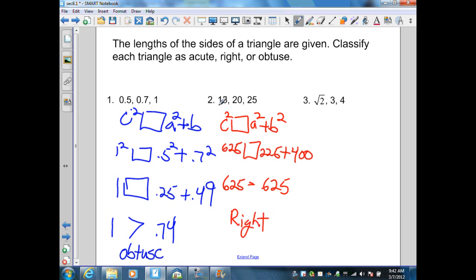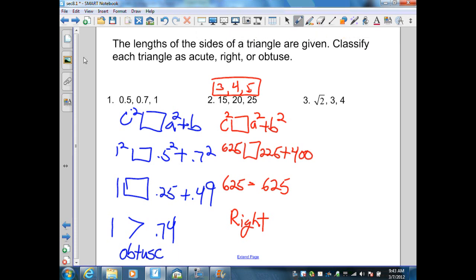I also could have noticed that 15, 20, and 25 are all divisible by 5. Therefore, 15 divided by 5 is 3, 20 divided by 5 is 4, and 25 divided by 5 is 5. Therefore, I would realize that this is a Pythagorean triple and not have to go through the work of testing the previous theorems. I would know that this is a right triangle because it is a Pythagorean triple.